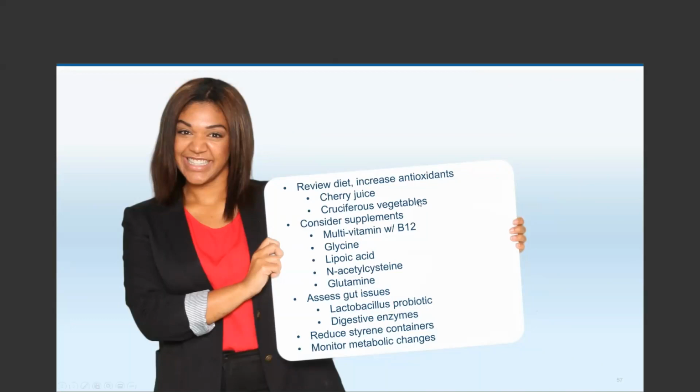And it's easier to get people to stick with things if I can show them reasons that they should do that. So additionally, I'm going to consider a multivitamin with the B12. I'm going to consider glycine, lipoic acid, and acetylcysteine, and some glutamine. Going back to her gut issue, I'm going to get her a lactobacillus probiotic and digestive enzyme. I'm also going to try to track down where those styrene containers probably go. It is pandemic. And then I'm going to monitor those metabolic changes.